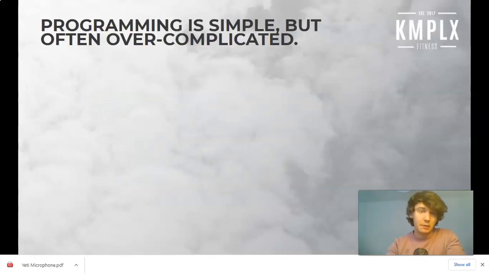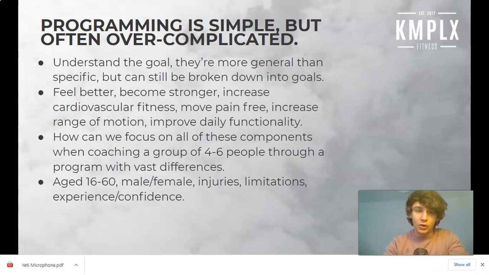Programming is simple but often overcomplicated. So the first thing is to understand the goal. They are more general than specific but can still be broken down into goals. This is where, when trainers are brought into your course, or if you look at any personal training or S&C, the first thing you look at, or in the first chapter at least, is going to be the 7 training principles or whatever. And the first is always specificity. Just because the goals aren't super specific doesn't mean they can't be broken down.